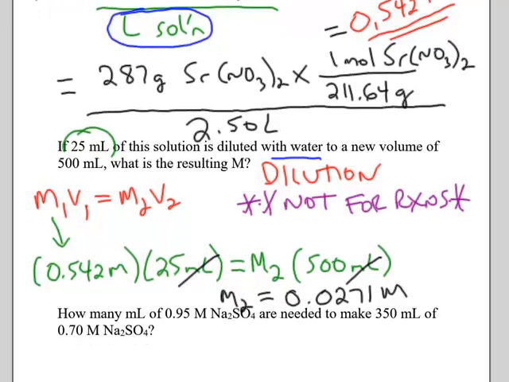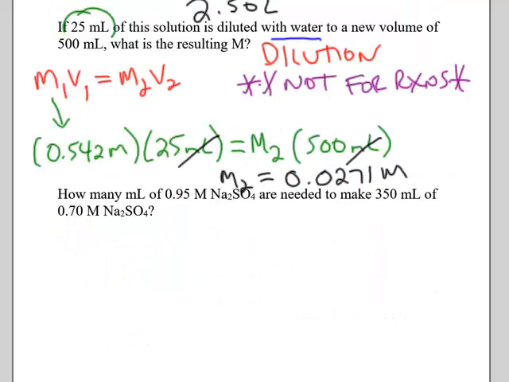Now this dilution formula, you can use it to figure out any of these four variables. So in this problem, we're trying to figure out how many milliliters of this M1 of sodium sulfate to make 350 milliliters of a less concentrated 0.7 molar.